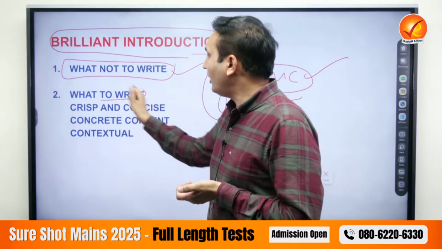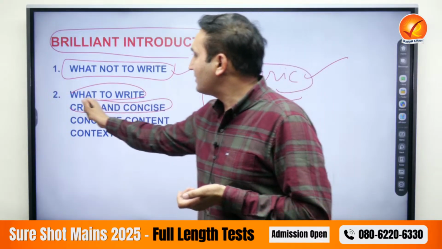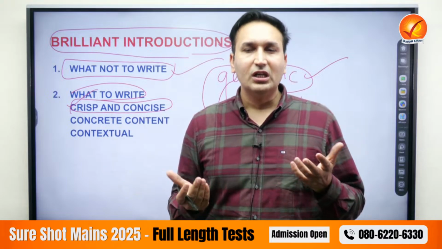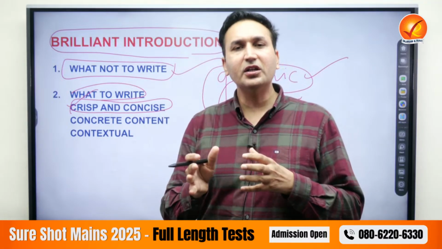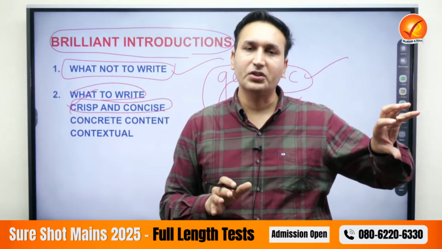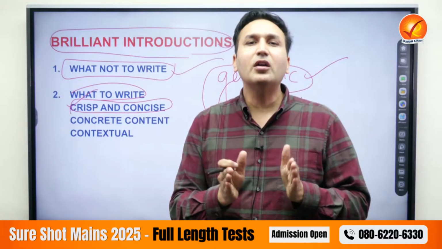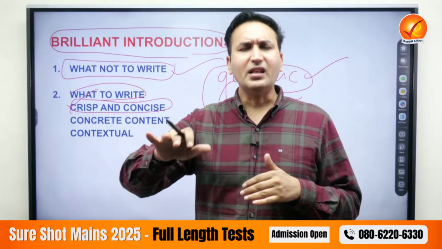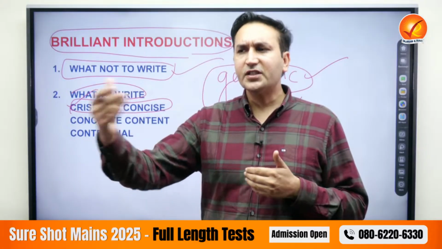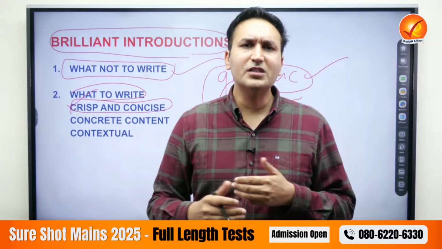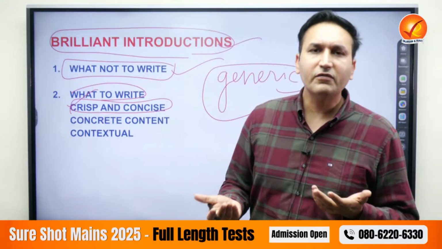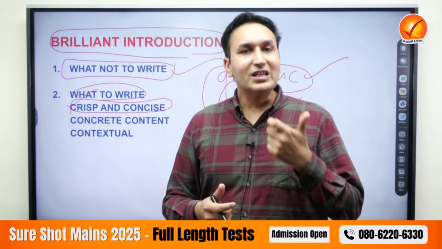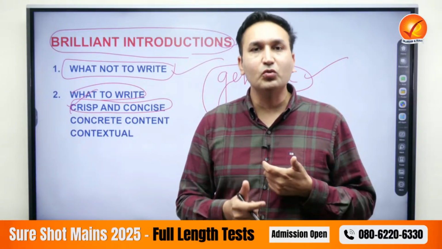So what to write? First of all, it should be crisp and concise. Many times students write long introductions, especially in background-kind-of introductions. They cannot condense their background within, let us say, 20 or 25 words. This is an ideal length of an introduction. If it's a 15 marker, maybe you can stretch it up to 30 words, but not more than that, right? 3-4 lines of introduction is good. But whatever you write should be crisp and concise, and it should be contextual, right?